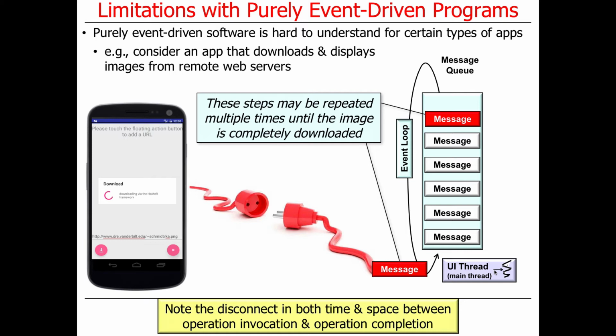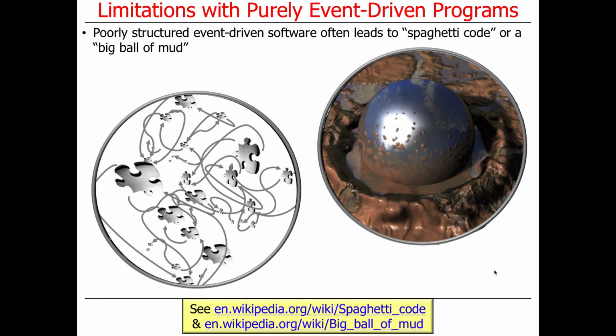The part that starts the asynchronous operation and the part that gets the result will be in different parts of the code. So if you look at the code, you're like, what the heck is going on here? It's very, very complicated to keep track of all this stuff. So one of the consequences is if you write purely event-driven code, it often leads to either spaghetti code, where it's strewn all over the place, or what we also call a big ball of mud. And you can read about spaghetti code and big balls of mud here at these links, and they're actually somewhat interesting to read about.